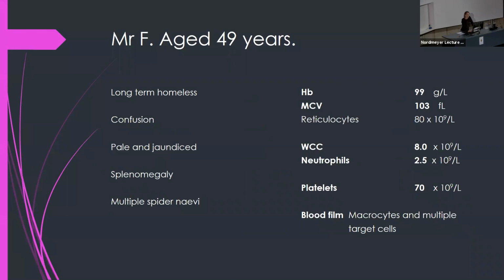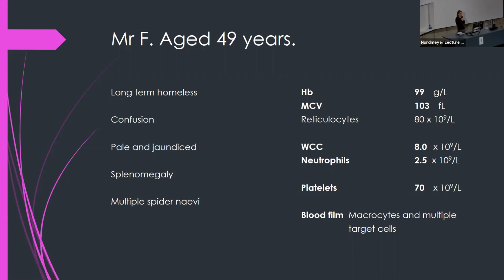So, still doing macrocytic anemia. I'm not going to talk lots about platelets, we're not going to be here all day. Mr. F is 49. He is long-term homeless, comes in with confusion, bit pale, tired, jaundiced, has a big spleen and multiple spider nevi. You do have to remember your general medicine when you do the exam as well, because what does spider nevi mean? It should make you think about liver disease, cirrhosis.